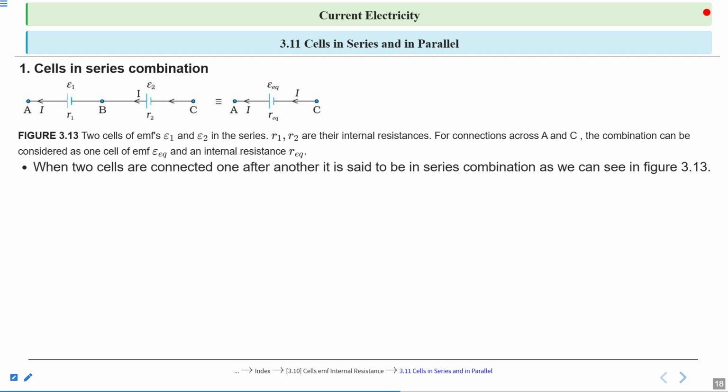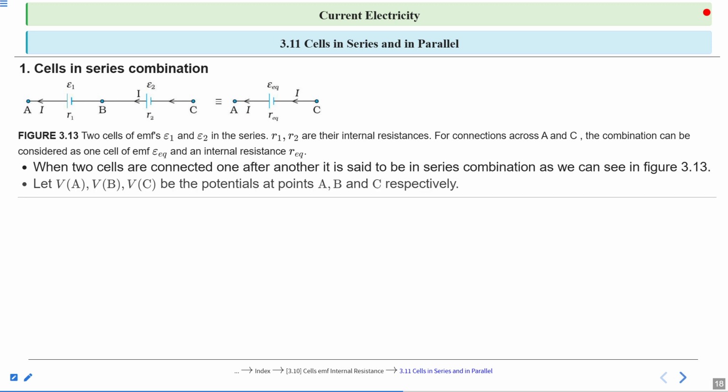So when two cells are connected one after another, it is said to be in series combination. When they are connected back to back, one cell is connected directly to another cell. One terminal of the cell is connected to another terminal directly without any internal connection. So when two cells are connected one after another, it is said to be in series combination, as we can see in figure 3.13.